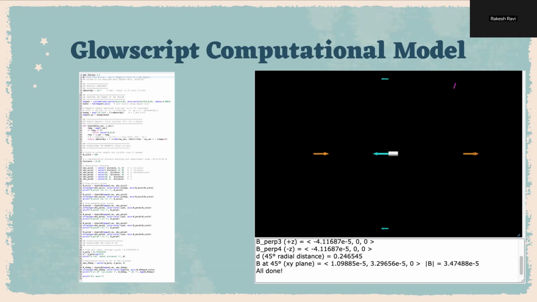The simulated field at 45 degrees was 3.47 times 10 to the negative 5 T, compared to my measured average of 4.24 times 10 to the negative 5 T, an 18% difference, which is very reasonable for a phone magnetometer.